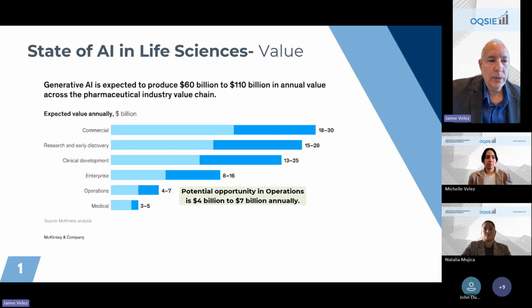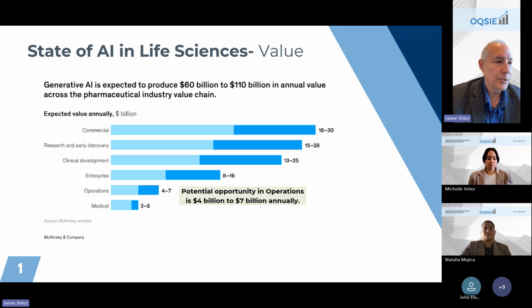All right. So when we look at the state of AI in life sciences, this content comes from a couple of articles. The next 2 pages come from a couple of articles that McKinsey published. And Natalia, if you would please share the reference of these 2 articles on the chat box, so participants can go read the full articles if you're interested.